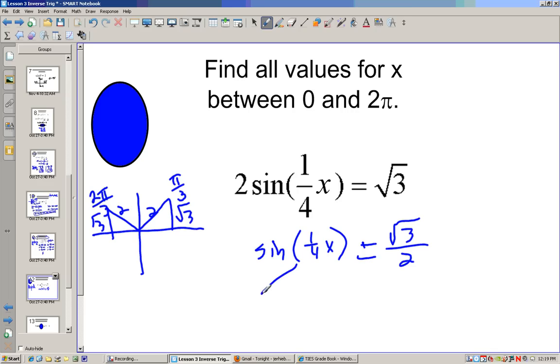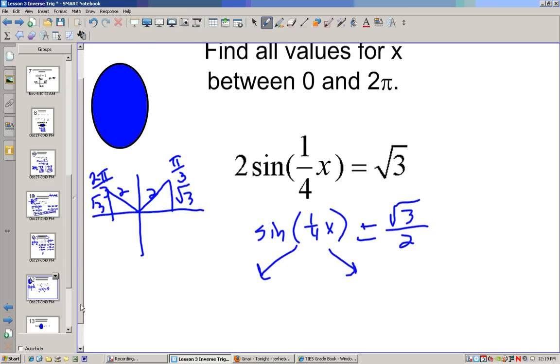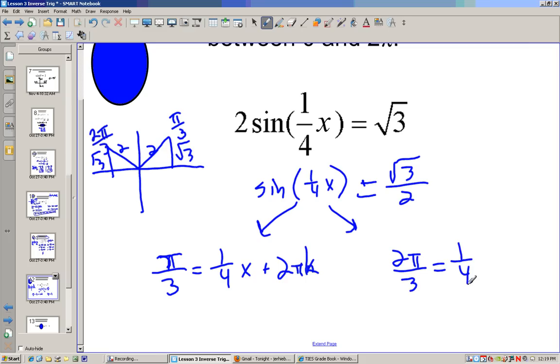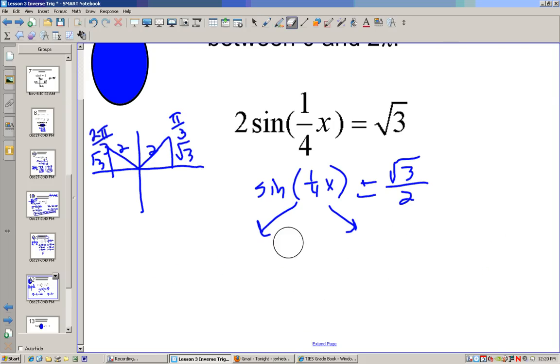So I can make two equations out of this. The equation on the left is going to be pi over 3 is equal to 1/4 x plus 2 pi n, or k. Over here we do 2/3 pi equals 1/4 x. I did that in the wrong order. I was thinking about something completely off of this lesson. So let's try this again.